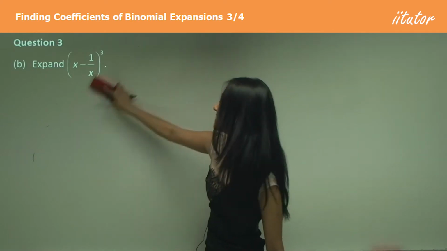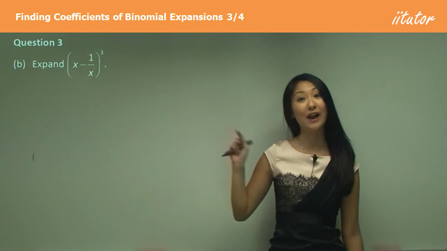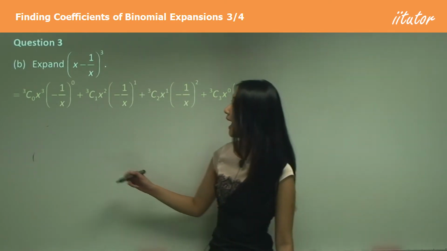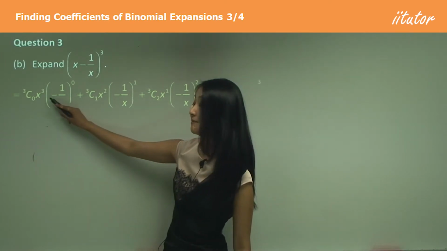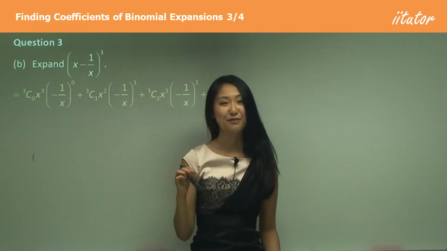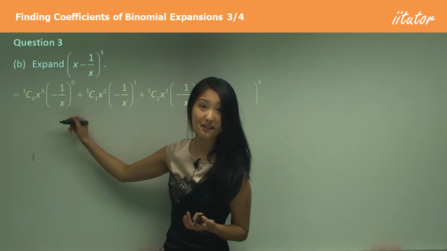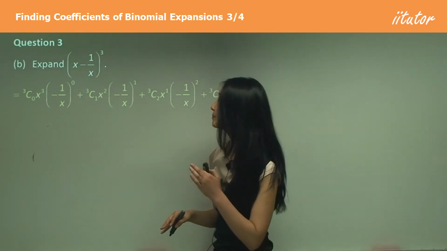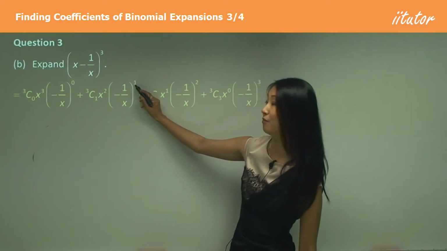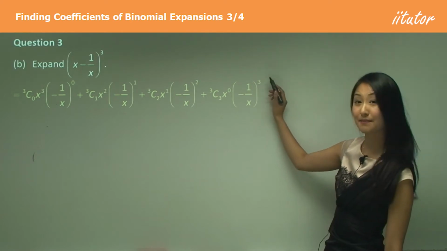So it almost looks exactly the same, but the only difference is that here we have negative 1 on x, all right? So expanding that, we have 3c0, x to the power of 3, yeah? And then negative 1 on x to the power of 0. Now, remember how I said whenever there's a negative, it's really important you put in your brackets, okay? So you don't get the signs mixed up. Now, over here, we have x squared, and this becomes power of 1, so on until you have x to the power of 0 and negative 1 on x to the power of 3.